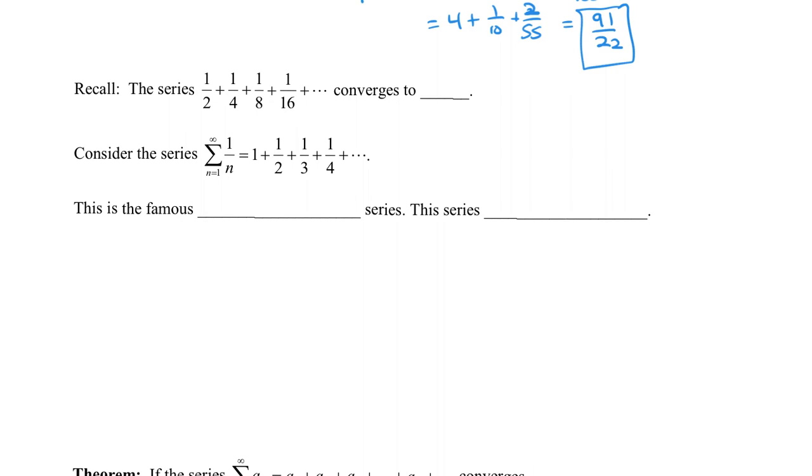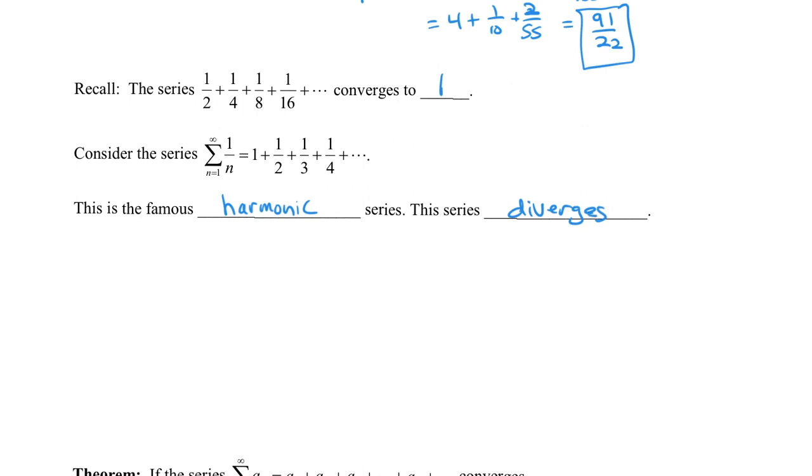So this series here we saw earlier, and this we know converges to 1. We looked at that one earlier in the video. So now we're going to consider another series. So this series, 1 over n. This sum from n equals 1 to infinity of 1 over n. And if you list out the first few terms, it goes like this. This is a very famous series. This is called the harmonic series. This series, it turns out, diverges.